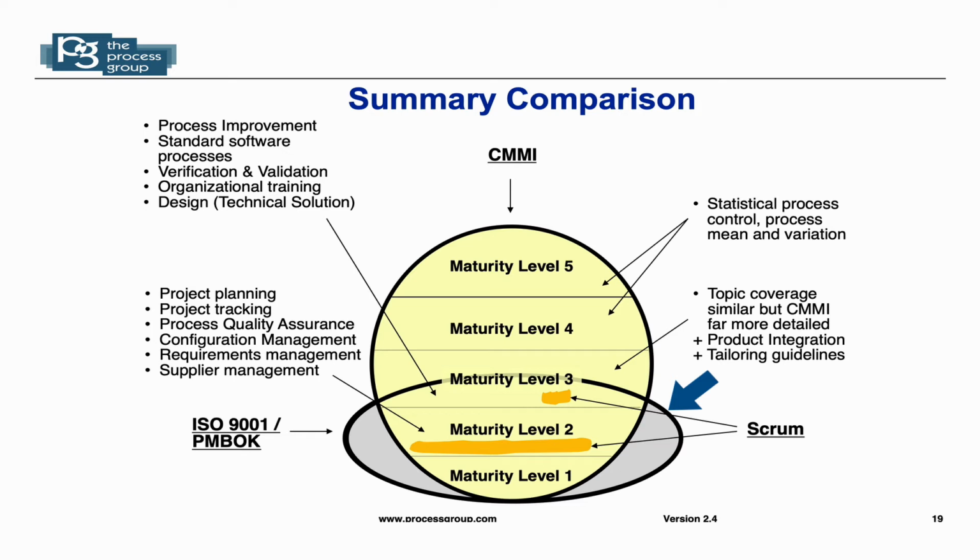If you look at ISO 9001 or PMBOK, they typically cover all of level 2 and roughly half of level 3. And there are things at level 4, level 5, and even things at level 3 they don't cover. So there's a good lot of overlap between ISO 9001 and PMBOK and CMMI.